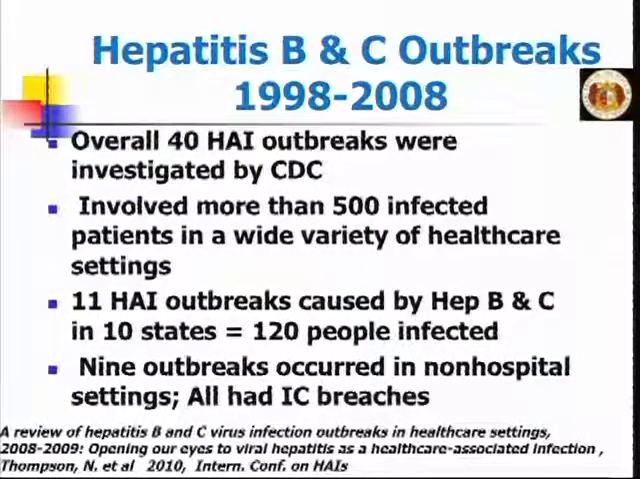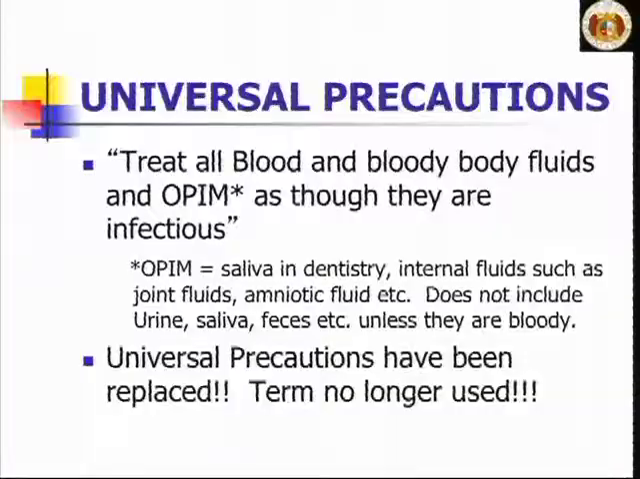And if you all remember, just a few years ago, OSHA came out and said you need to treat all blood and bloody body fluids as though they're infectious, and they called that universal precautions. They said treat all blood, bloody body fluids, and OPIM, other potentially infectious materials, as though they are infectious. And then they defined OPIM as saliva in dentistry because it might contain visible blood, and internal fluids such as joint fluids and amniotic fluid, but it doesn't include urine, saliva, feces, or any other body fluid unless they contain visible blood.